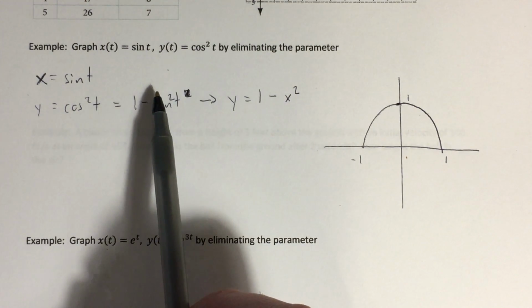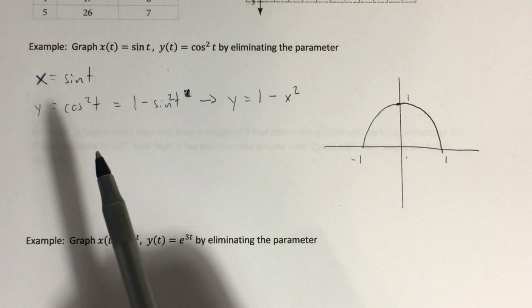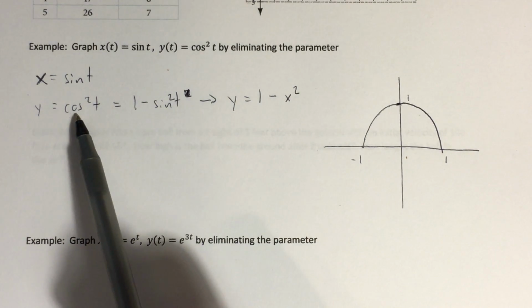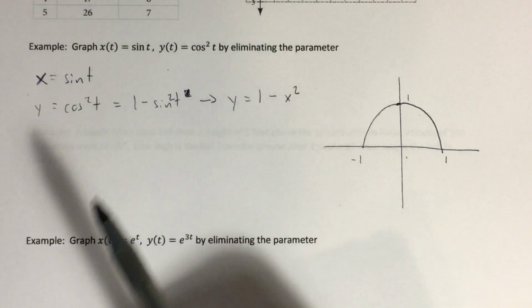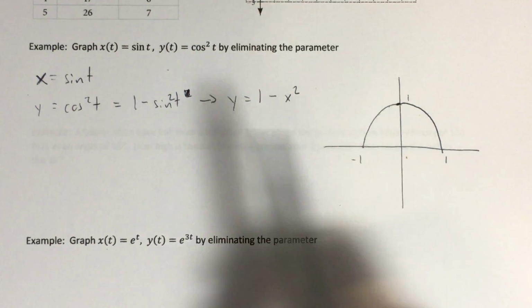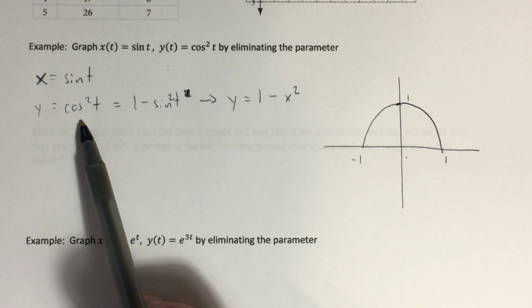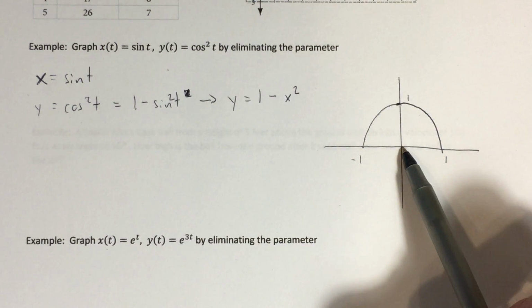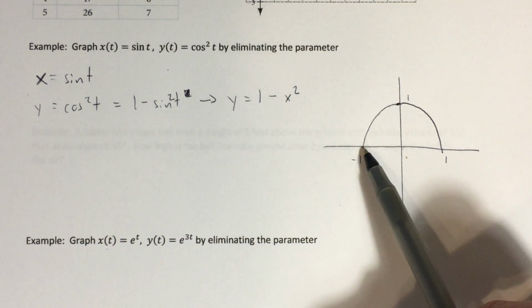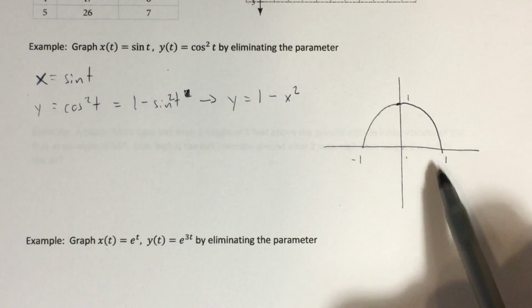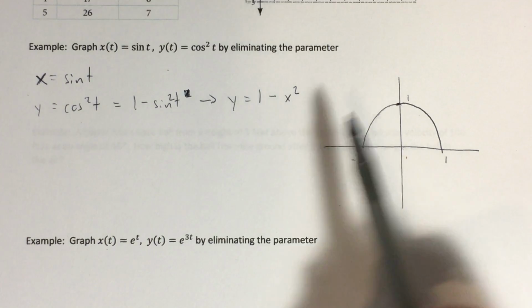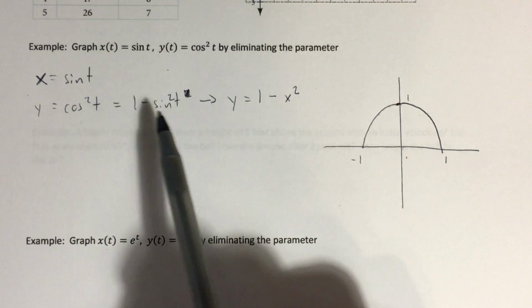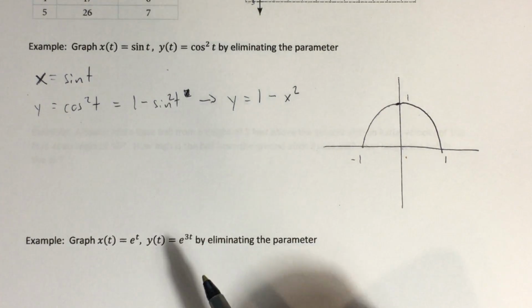Cosine takes on values from -1 to 1, and then if I square that, that gives me values between 0 and 1, because squaring those values gives me non-negative numbers. So the y-coordinates of this graph can only be between 0 and 1. So that means I can't do any more of the parabola that goes below the x-axis, because I would end up with points that don't actually belong to the original curve.